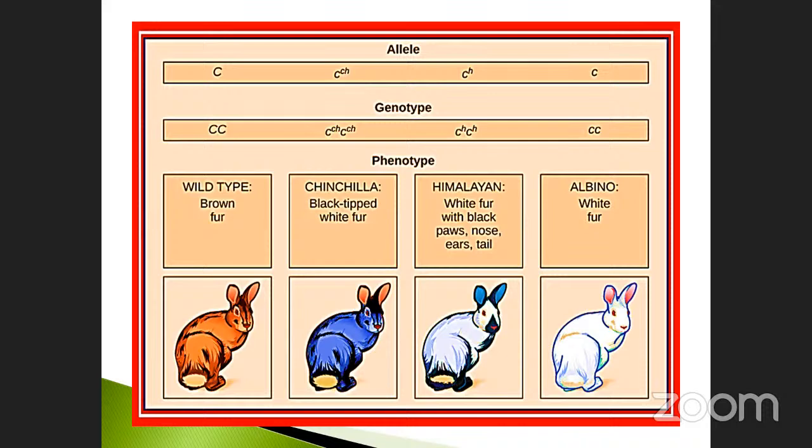Here, chinchilla. Chinchilla means what is it? CH is a small one. CH. CH. These are the characters. Capital C is denoted as wild type of brown fur. These are the alleles. Okay, and genotype is also possible.